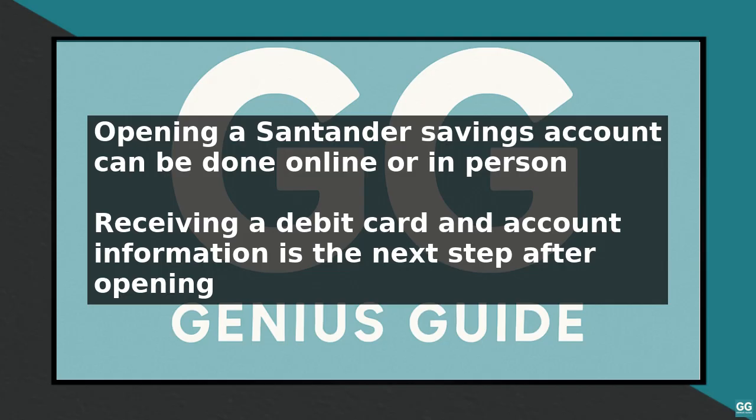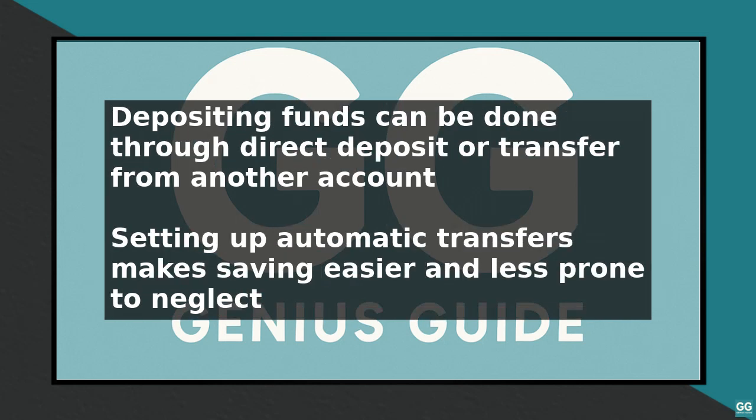The first step in using your account is to deposit funds, which can be done through direct deposit, transfer from another account, or in person at a branch. You can also set up automatic transfers from your checking account to make saving easier and less prone to being neglected. To access your account, you can use online banking or the Santander mobile app.